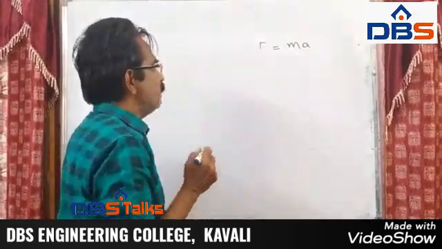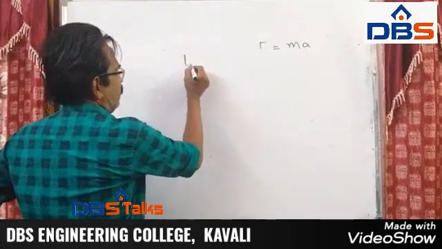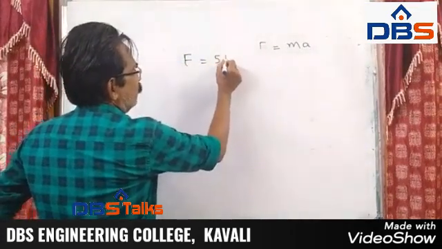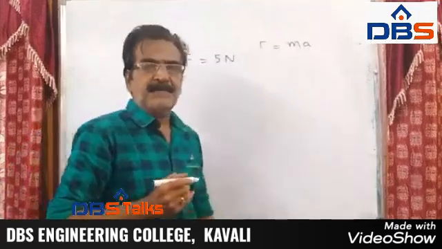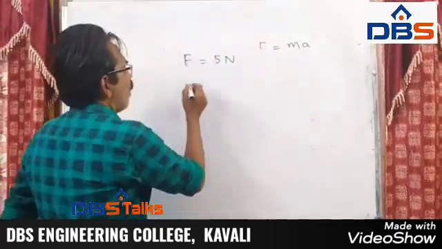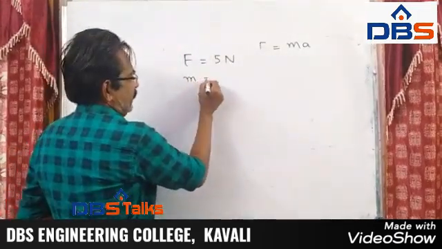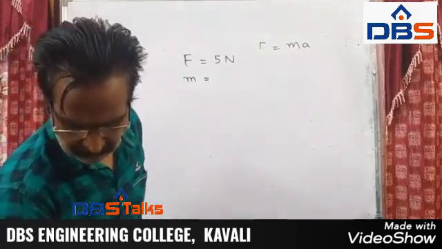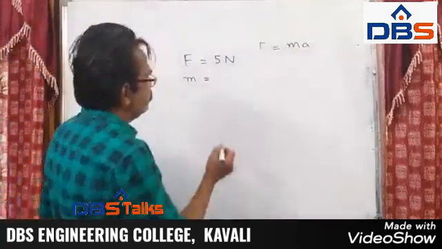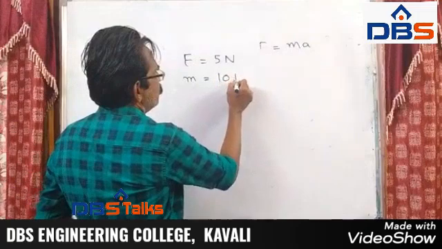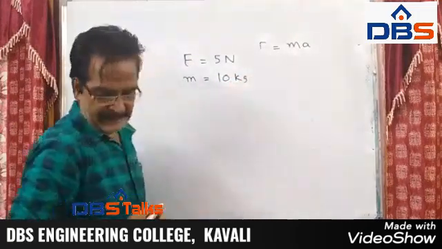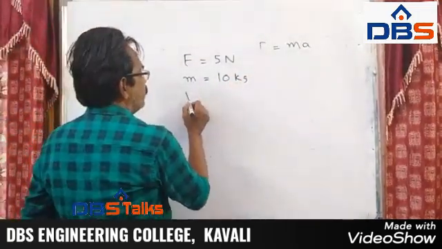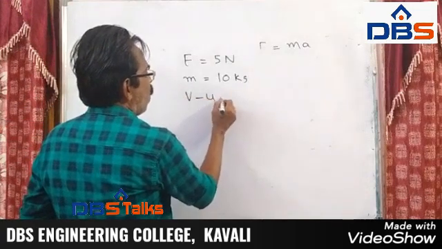Okay, coming to what is given. F is given. How much force is applied? 5 newtons. And M is given. What is the mass of the body? 10 kg. And the change in velocity is 2 meters per second, that is, V minus U.